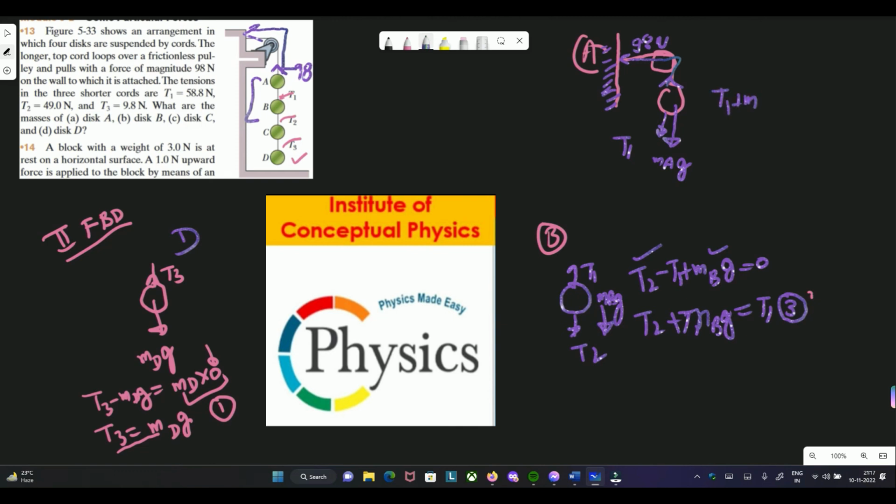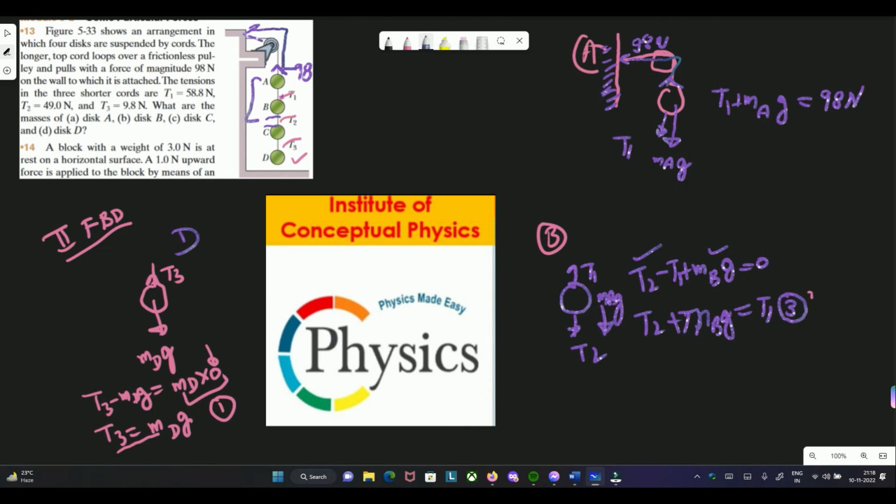Mass A is also connected to the lower part of the string, which has a tension T1 that also pulls A downwards, and therefore you can see the equation. The T1 is downward, mAg is downward, and 98 is acting upwards, right? So T1 plus mAg is equal to 98. This is another equation we are going to talk about. And you know the value of T1 already. It is given in the question. You can find the value of mA using that, right?